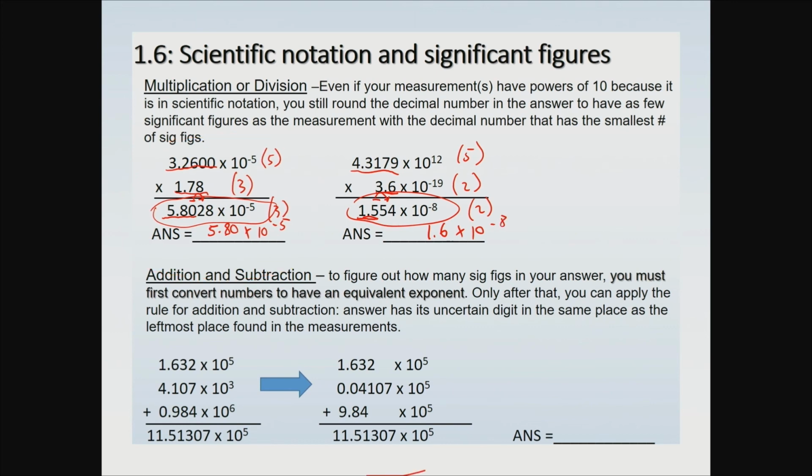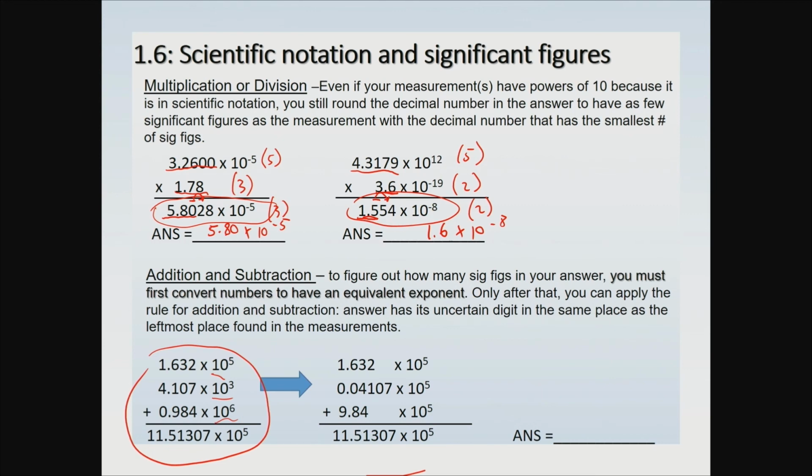Okay, so now what I want to do is talk about the case where you're adding or subtracting numbers that are in scientific notation and taking the answer and rounding it to the correct number of significant figures. So let's look at this example here. We have 3 different measurements, and I want you to notice that these 3 measurements have different powers of 10. The first measurement is a number times 10 to the 5, the second is a number times 10 to the 3, and the third is a number times 10 to the 6.